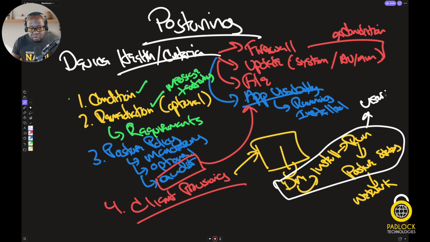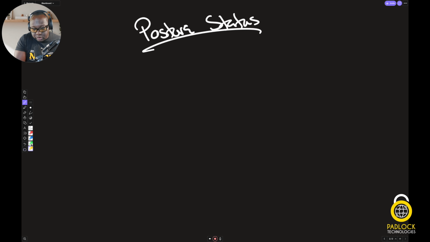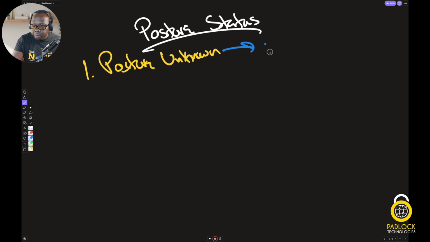So where do people get tripped up on this? Well, I kind of already mentioned it, right? You have a couple of posture statuses. First one, very easy, is posture unknown. If ICE doesn't know the posture of the machine, it usually kicks them into the redirect, which is that whole thing: go to the website, download it. If that's already on there, then it'll just run the scan to get the posture of the device.